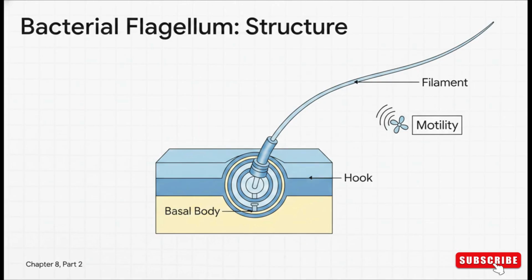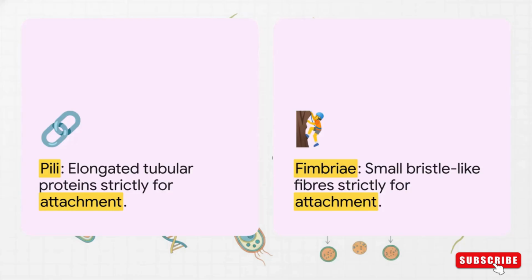That filament is the longest portion, sticking way out into the environment, basically spinning like a microscopic outboard motor. Okay, listen closely, because this right here is a massive trap for biology exams. Besides flagella, bacteria also have these things called pili and fimbria. Pili are elongated tubular structures made of a special protein, and fimbria are small bristle-like fibers.